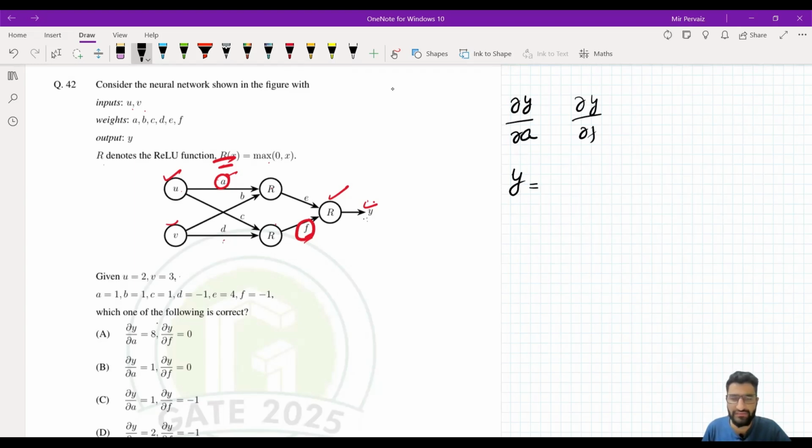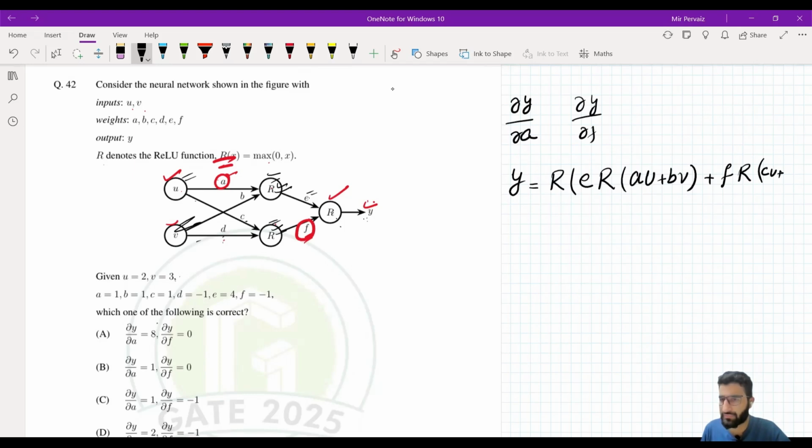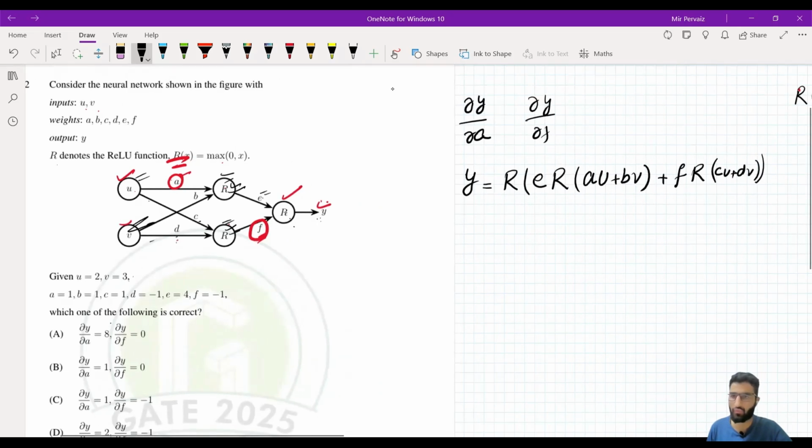Y is the ReLU function of E times the output from this neuron, plus F times the output of this neuron, each being the ReLU of a weighted sum, and the outputs of these hidden layer neurons come from the input neurons. If I write it in composition form, Y is the ReLU of E times ReLU of (AU plus BV), plus F times ReLU of (CU plus DV). This is the form of Y.